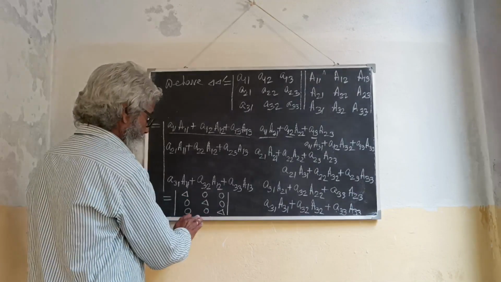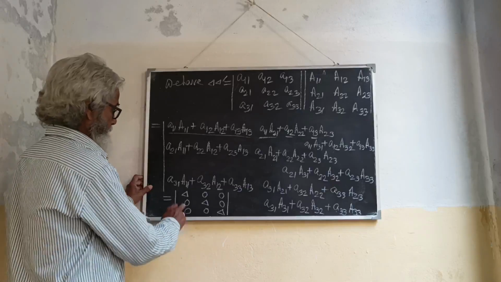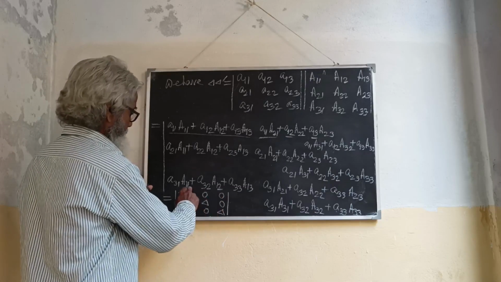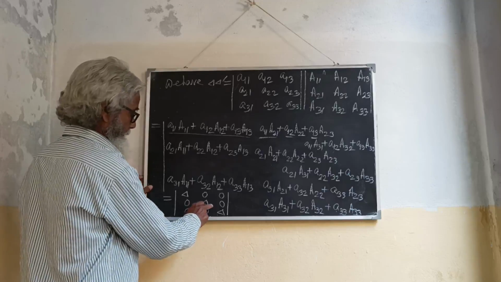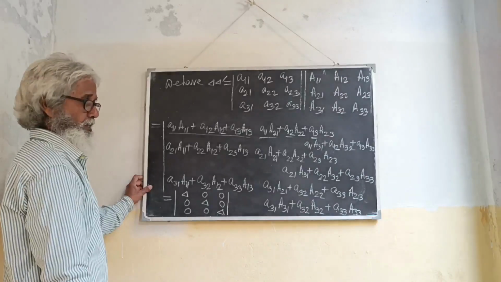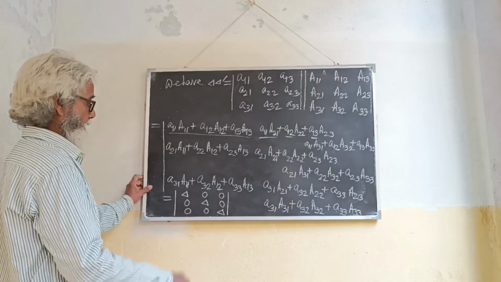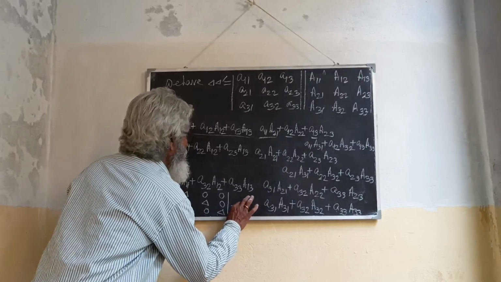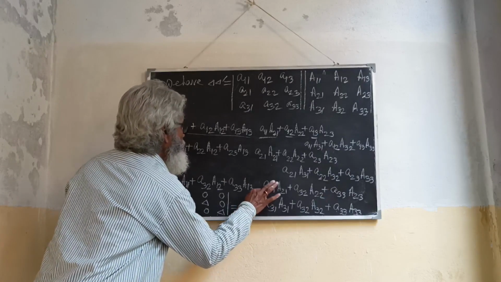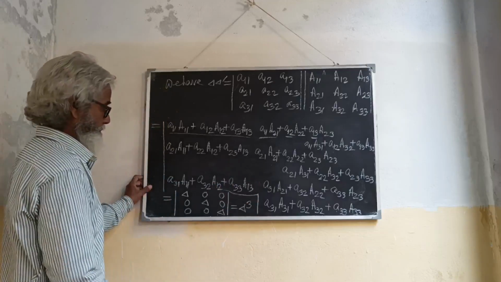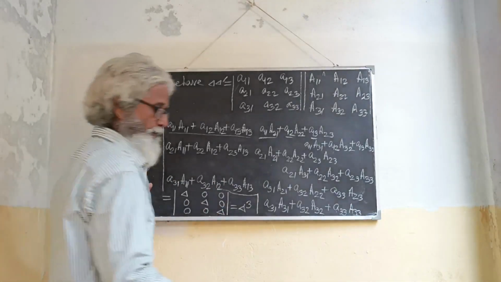And if you expand this delta, omit this row and this column, and you will get delta square. And two other elements are 0, therefore the other expressions will be 0, and this will give you delta cube. This is equal to delta cube.